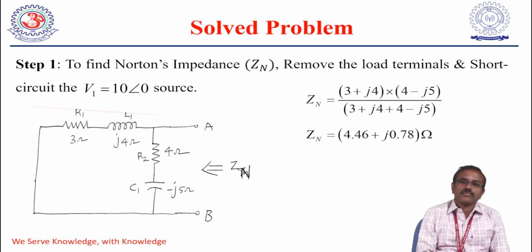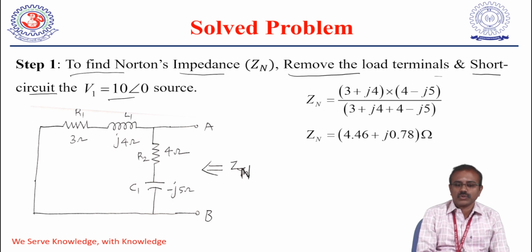What is step number 1? Step number 1 is nothing but to find the Norton's impedance. So we need to remove the load terminals, and short circuit the voltage source 10 angle 0. Previously I mentioned 5, but it is 10 angle 0. So the 10 angle voltage source we have to short circuit, and find the Thevenin impedance, that is the Norton impedance.